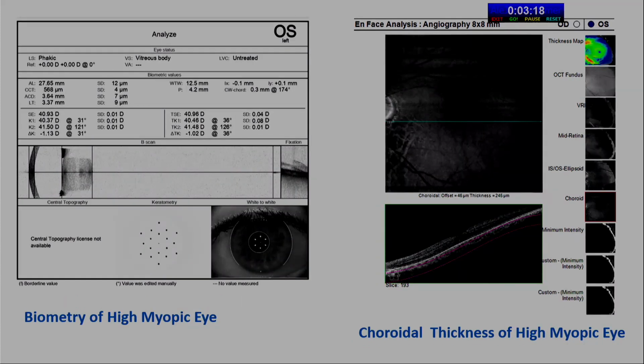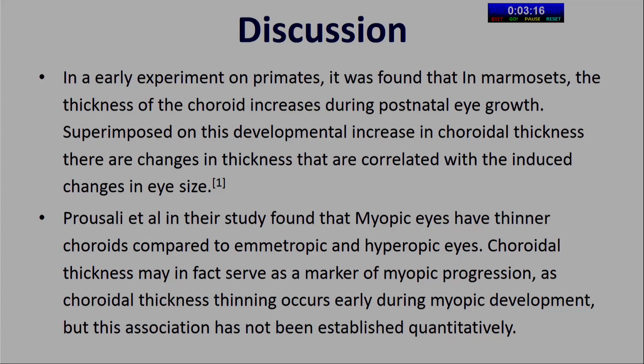So coming to the discussion, in the early experiment on primates, it was found that in marmoset, the thickness of the choroid increases during postnatal eye growth. Superimposed on this developmental increase in choroidal thickness, there are changes in thickness that are correlated with induced changes in the eye size. Proseri et al.